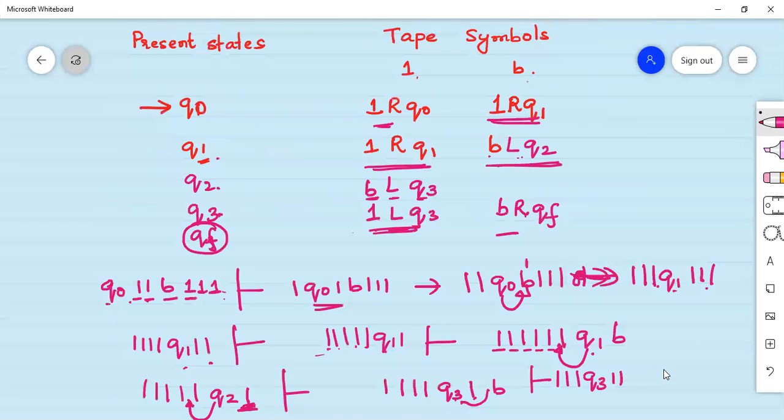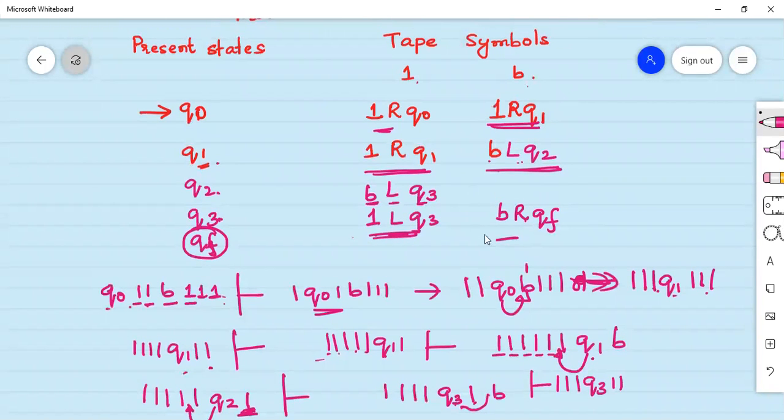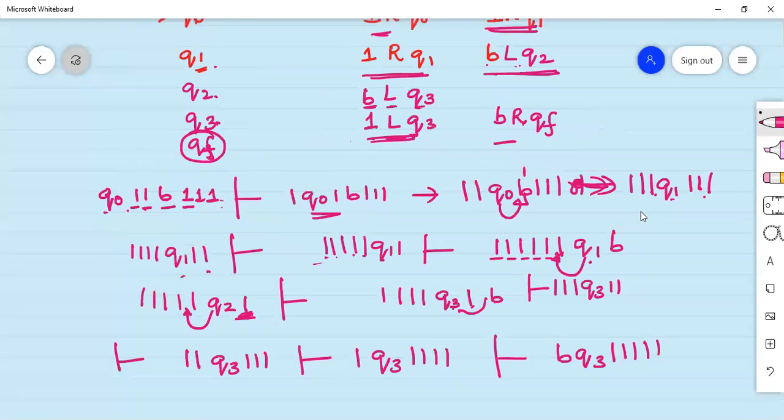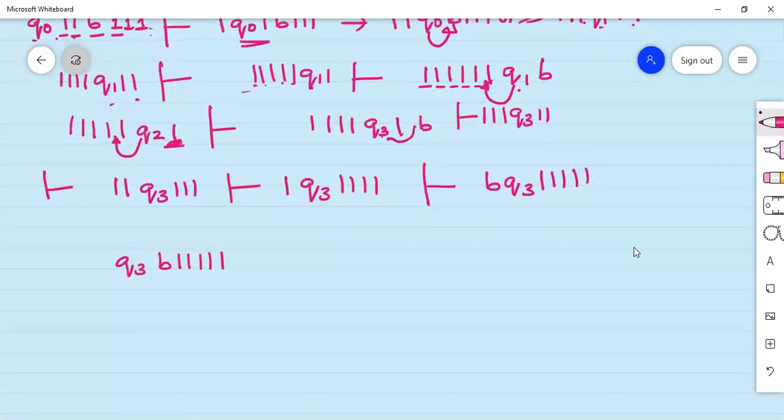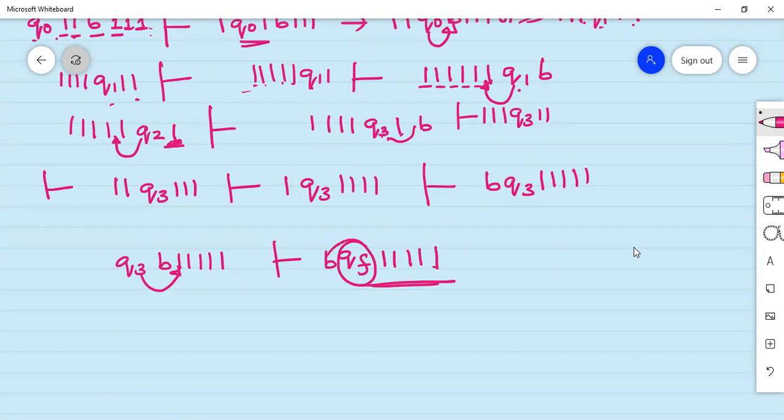So what is the action we have written for Q3 on blank? Move towards right and call it a Q final, isn't it? So I have to move it here and call it a Q final. So Q final 1, 2, 3, 4, 5. So if you have reached the final state for this question, it is accepted, and also we have returned to the first position after concatenation. Okay.